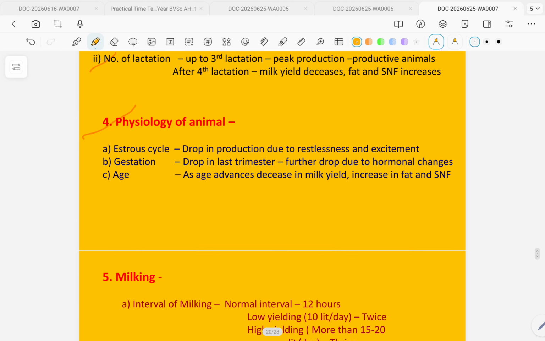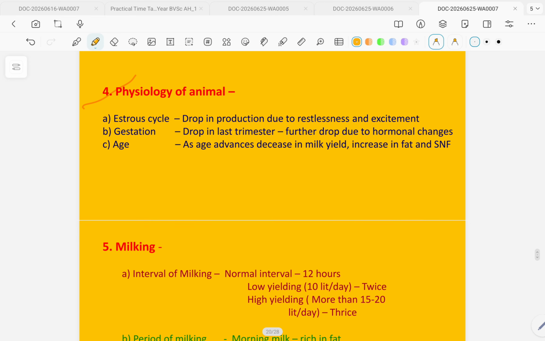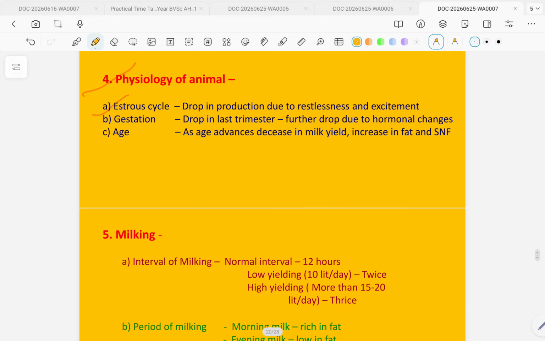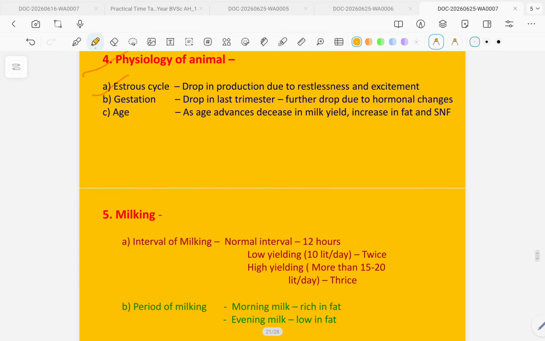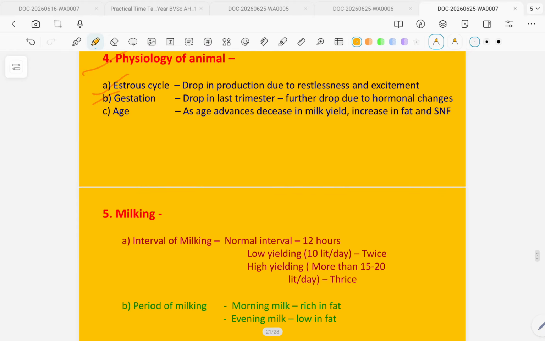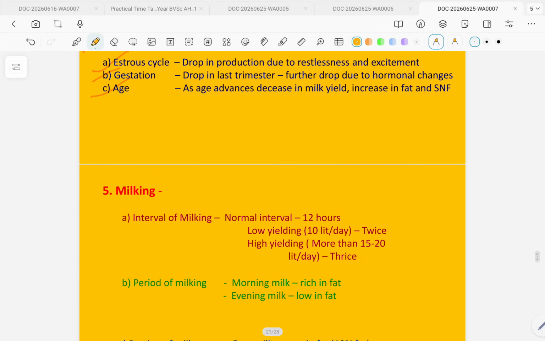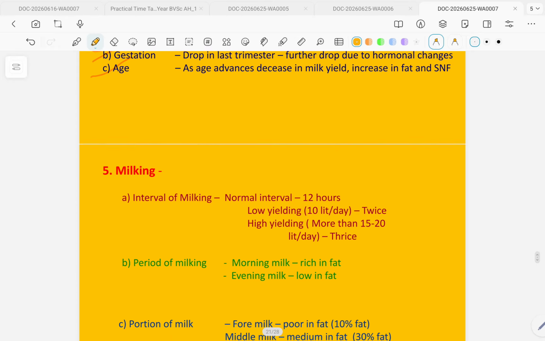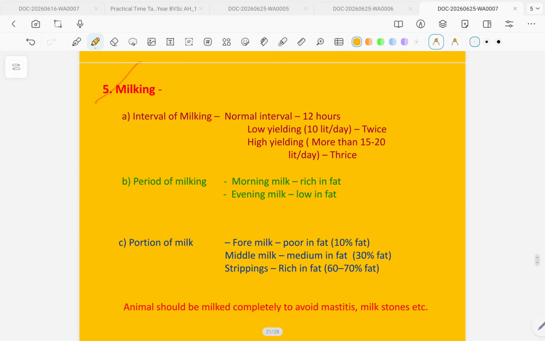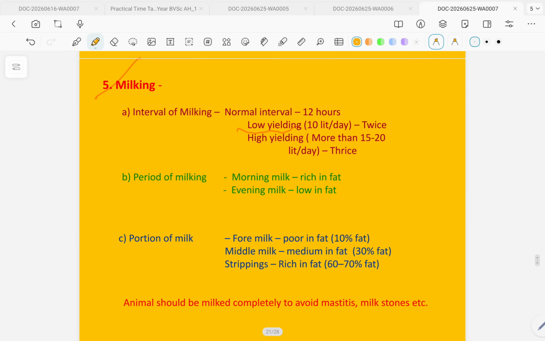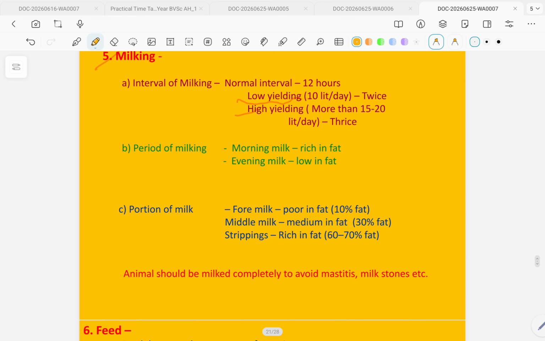Physiological state of the animal: estrus cycle causes a drop in production due to restlessness and excitement. Gestation: drop in the last trimester, with a further drop due to hormonal changes. Age: as the animal advances in age, milk yield decays and fat and SNF increase. Milking interval: normal interval is 12 hours; low yielding, 10 liters per day, twice; high yielding, more than 15 to 20 liters per day, thrice.